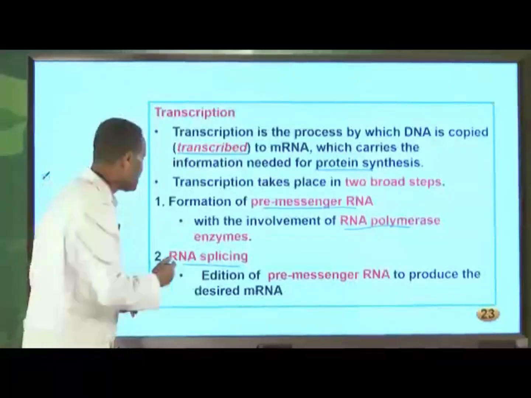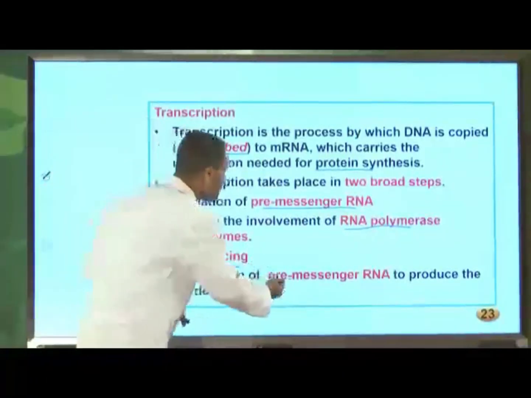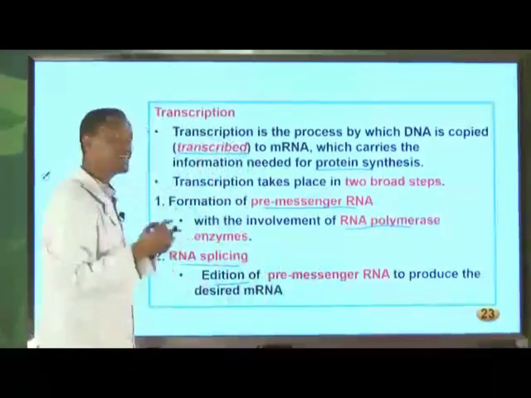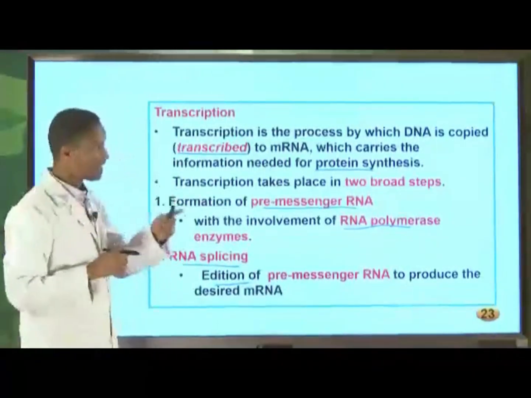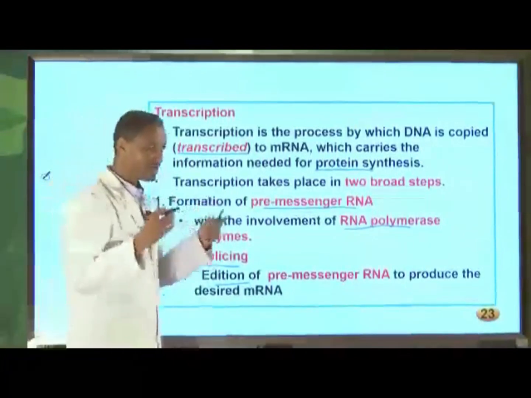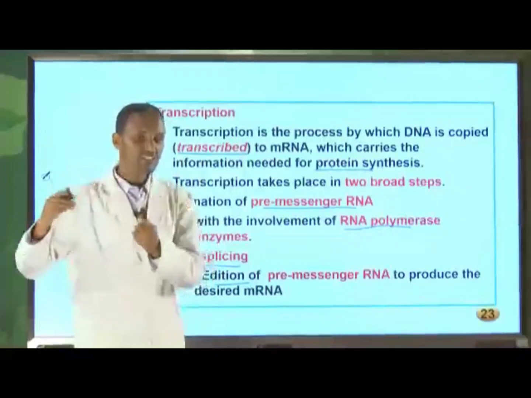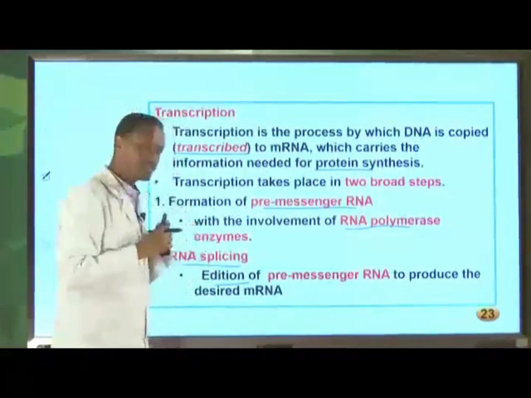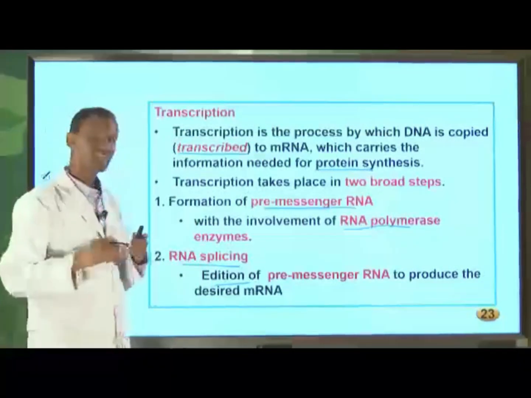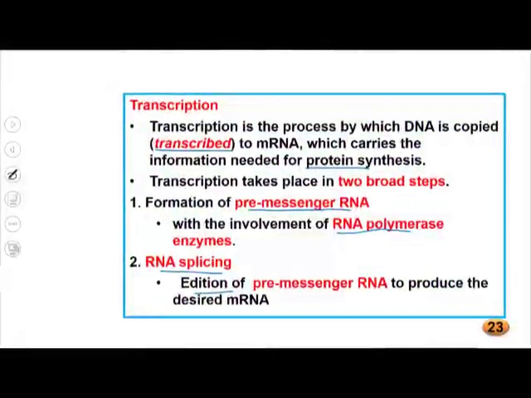RNA splicing means editing of pre-messenger RNA to produce the desired messenger RNA. In the first step, the pre-messenger RNA is formed, but the pre-messenger RNA formed at the first step contains parts which are not important for protein synthesis. Therefore, in the second step, which is RNA splicing, it must be edited. The process is so-called RNA splicing. That is to get the desired messenger RNA.